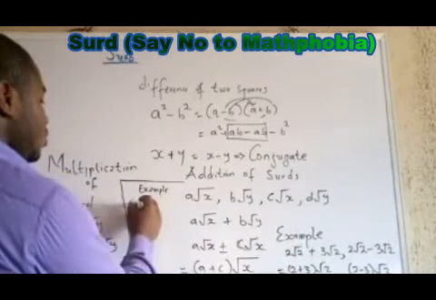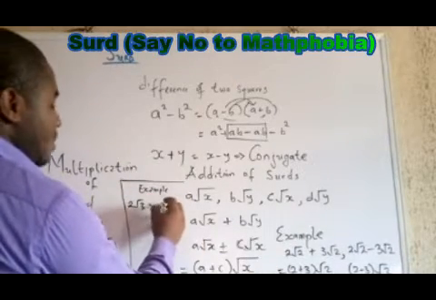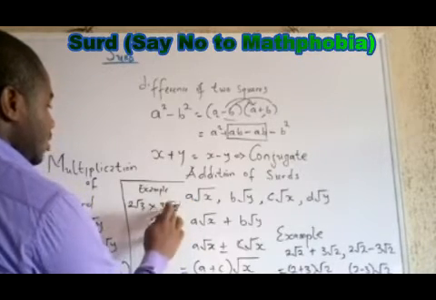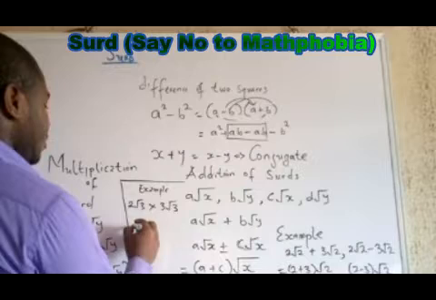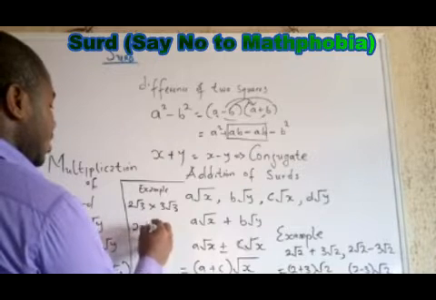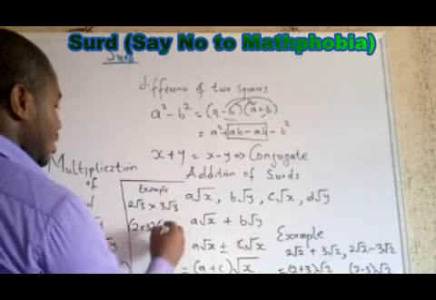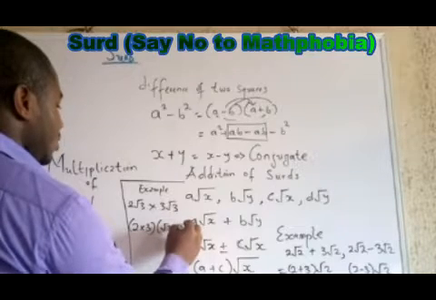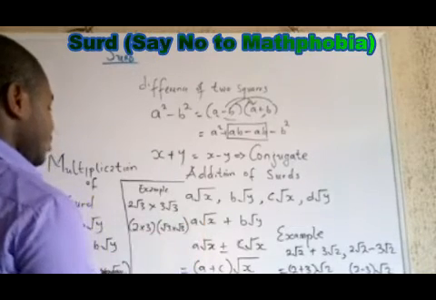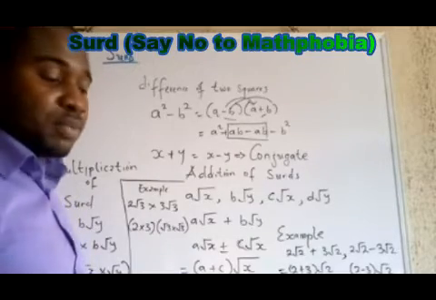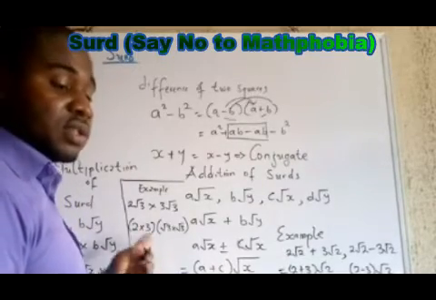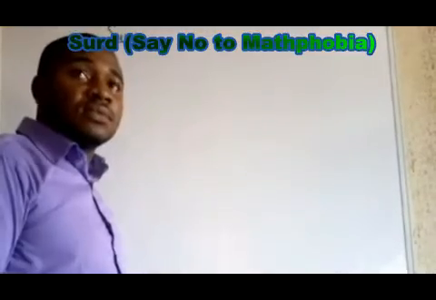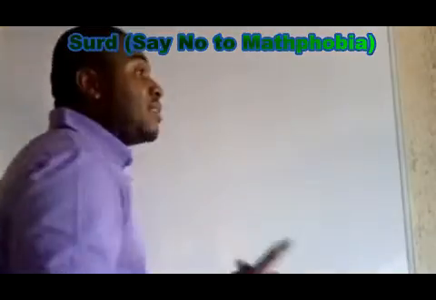Similarly, you have 2 root 3 multiplied by 3 root 3. So you have 2 multiplied by 3, and then you have root 3 multiplied by root 3. Very simple. You evaluate this to the final answer. So we continue. You can evaluate surd.